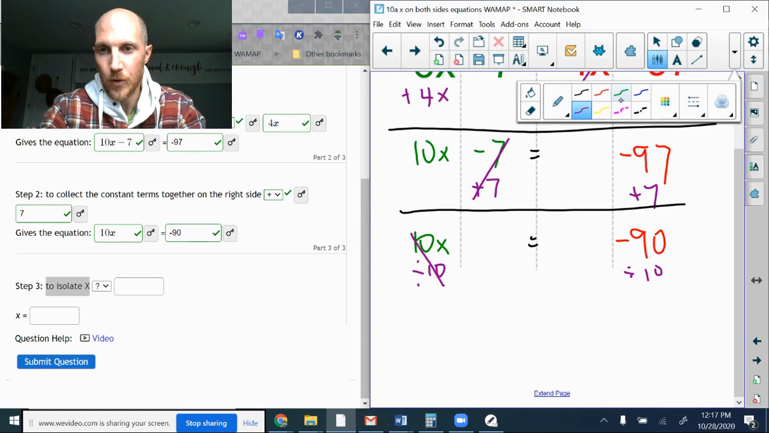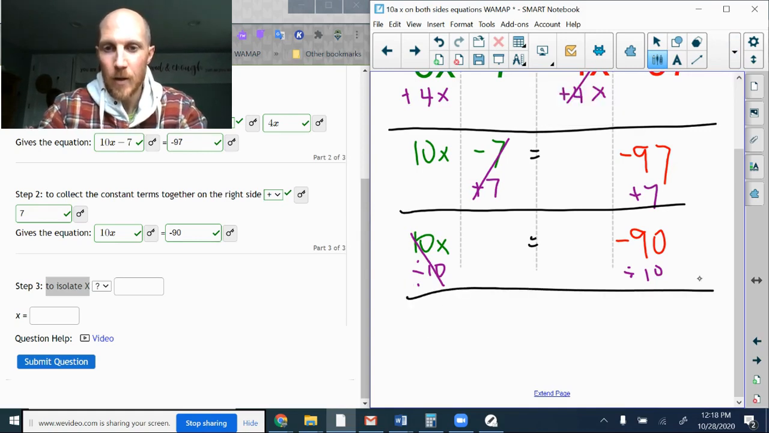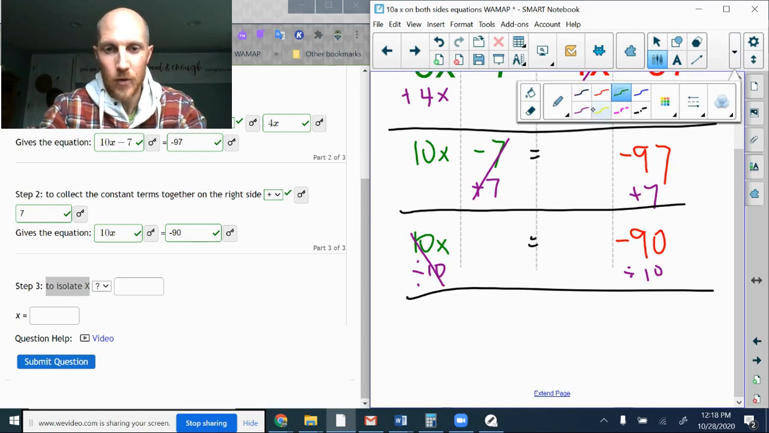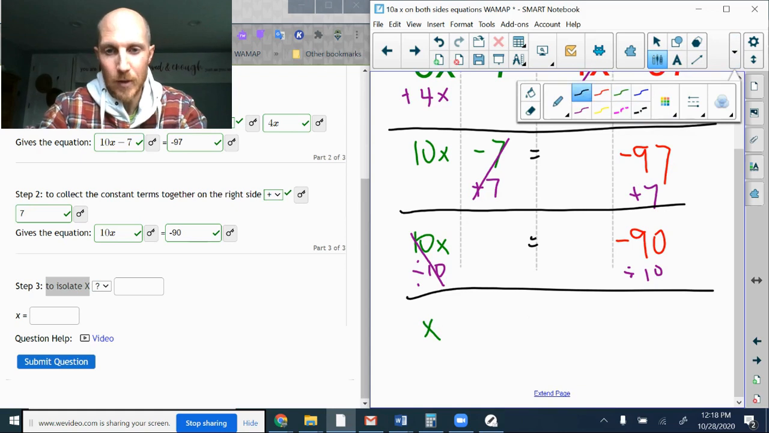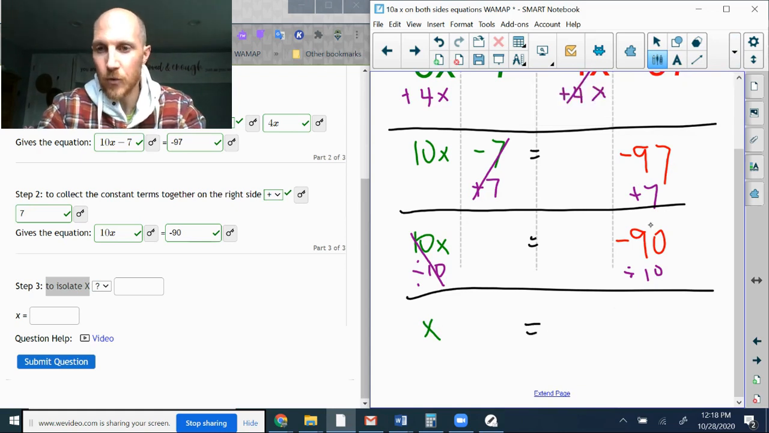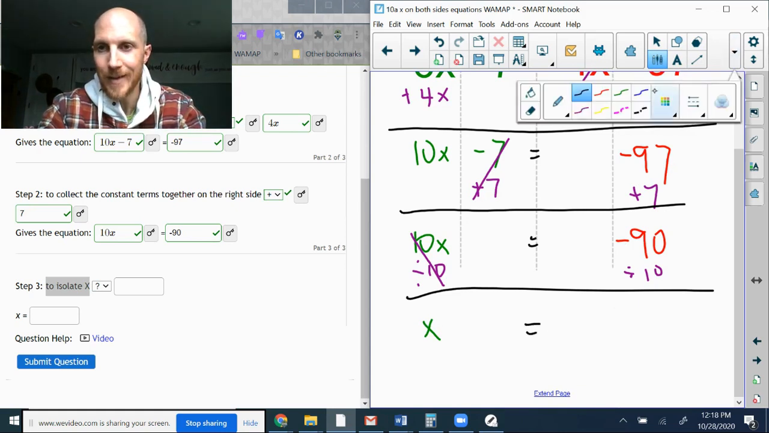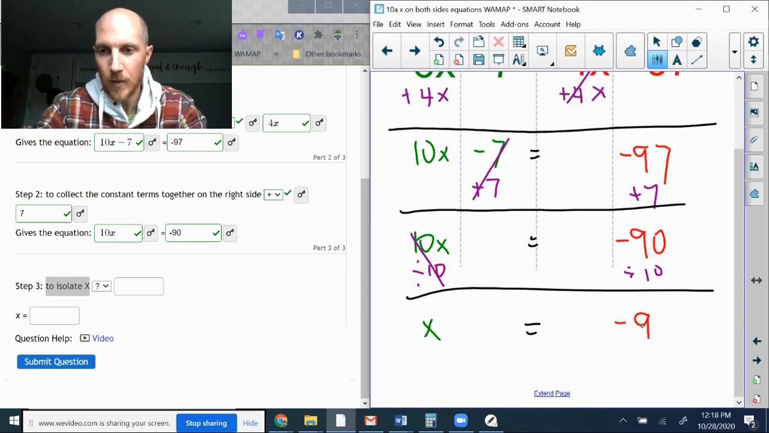My coefficient on the x is going to be 1x. I'm not going to write the 1. I don't need to write a 1x. I can just leave that as an x. With no coefficient, it always means that there is one of them. Equal sign comes straight down, and then negative 90 divided by 10, that will be negative 9. Okay, so that's my solution, negative 9.